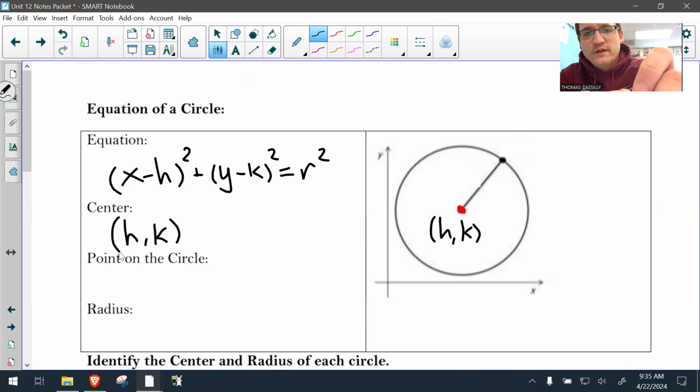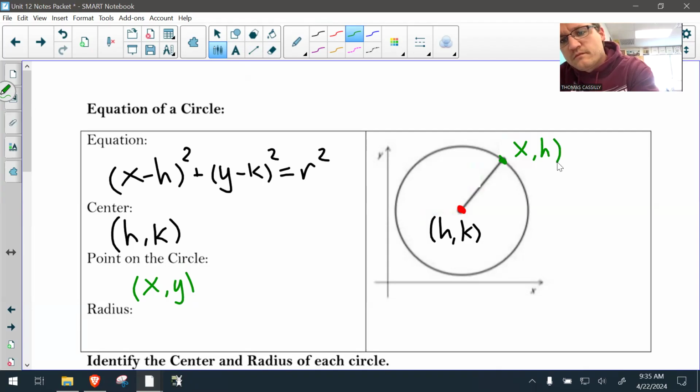And then the point on the circle, this is your x and y value. Here's your x and y. And then of course the radius is just r, that is this length right here.